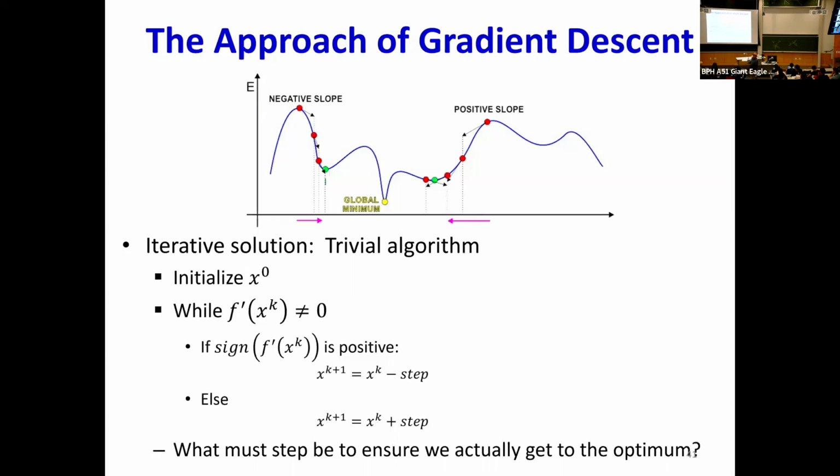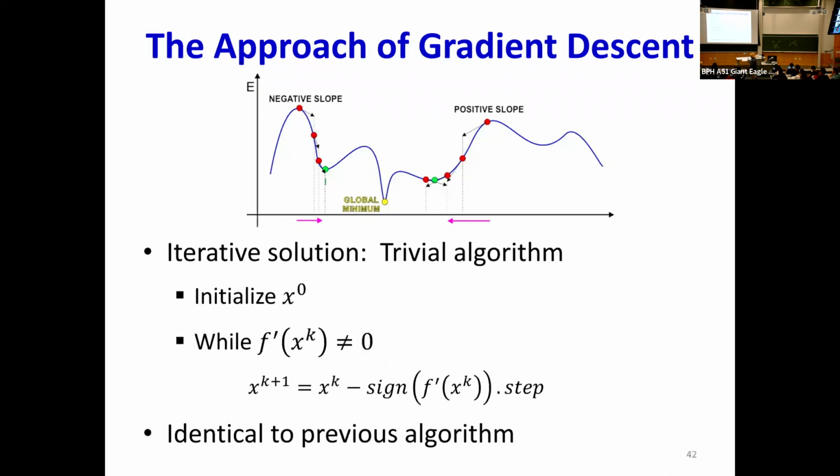I can compact this if clause into a single formula. What I can do is to just say, I'm going to multiply my step by the sign of the derivative, and I'm going to go against it. So you can check. If the derivative is positive, this results in a backward step. If the derivative is negative, this results in a forward step, right?